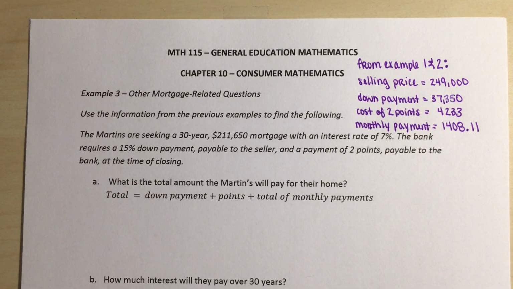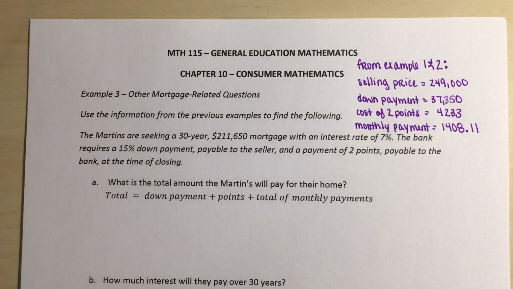Right, in this next example, we're going to take the same scenario that we've been using in the previous examples and answer some other mortgage-related questions. Up at the top corner, I've listed some information from our previous examples. From example 1, we had a selling price of $249,000, a down payment of $37,350, and our cost of 2 points we found was $4,233. And then in example 2, we calculated our monthly principal and interest payment of $1,408.11.